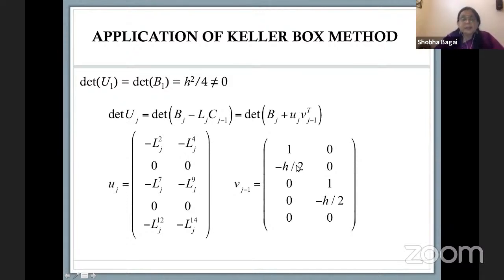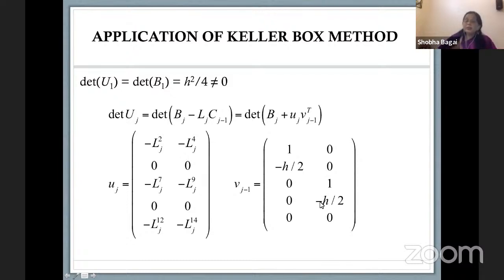But before I explain the last part of this, as I said before, B1 being a constant matrix, you can find out the determinant of U1. And in this case, it comes out to be h square by 4, which is not 0. In fact, it's positive. My LJ into CJ minus 1 can now be written as the product of UJ, my UJ matrix is this, into the transpose of the matrix Vj minus 1.